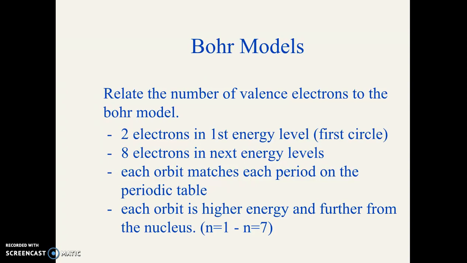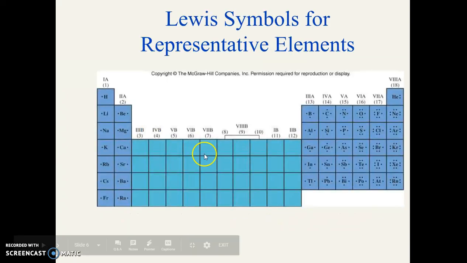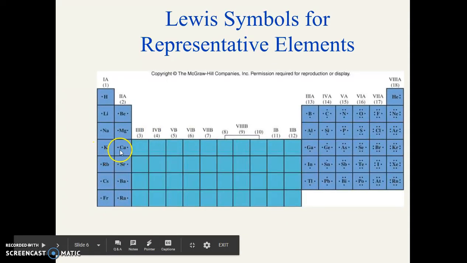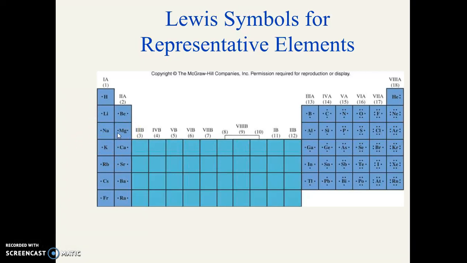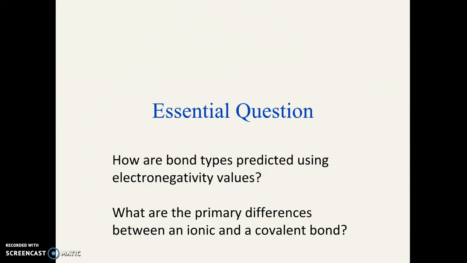So Bohr models and Lewis dot structures show you the same thing. Bohr model gives you a little bit more information because it shows you what actual orbit they're in, but you would know that these are in the 4th orbit because they're in the 4th row. These are in the 3rd orbit because they're in the 3rd row. So just by knowing their location, you don't necessarily have to draw a Bohr model all the time. So we're going to do some practice with that in class as well. Okay, so our next section here, so that's just a little bit of review of valence electrons. How are bond types predicted using electronegativity values?